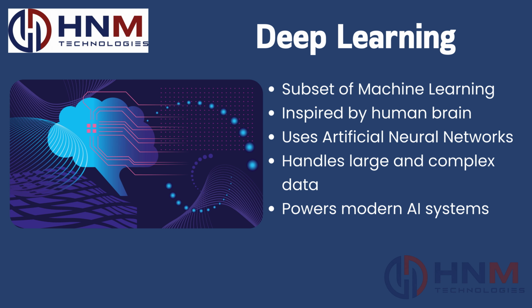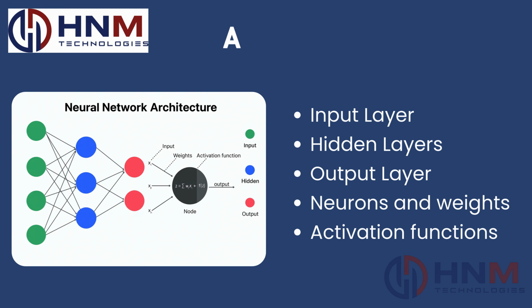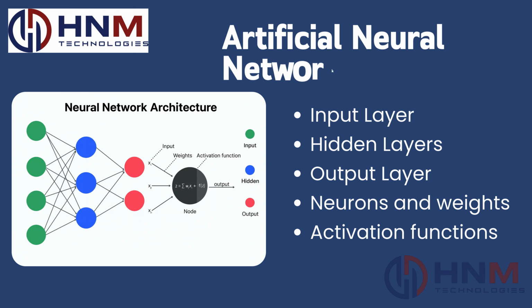Deep learning performs exceptionally well when large data sets are available. It is widely used in modern AI applications such as self-driving cars, medical image analysis, and chatbots. An artificial neural network is the foundation of deep learning. It consists of three main layers: input layer, hidden layers, and output layer. The input layer receives data. Hidden layers perform computations. The output layer produces predictions.